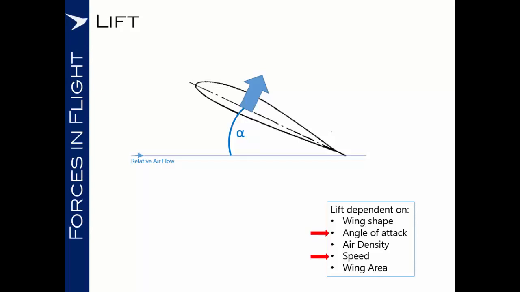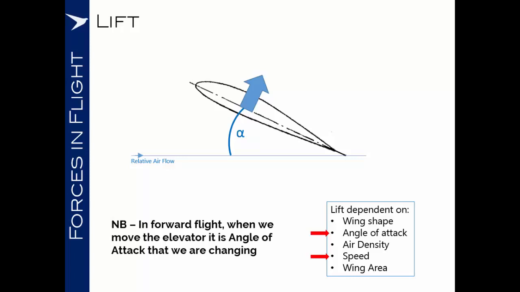How do we change the angle of attack of the wing? I mean, the wings are, in most aeroplanes, not going to move on the aircraft. As the wings are bolted to the aeroplane, the way that we will change the angle of attack is through pitching the nose of the aeroplane up or down. So what we can say is that in forward flight, when we move the elevator, it is the angle of attack that we're changing.